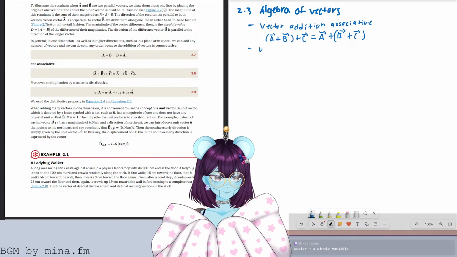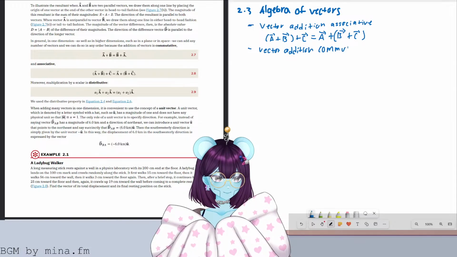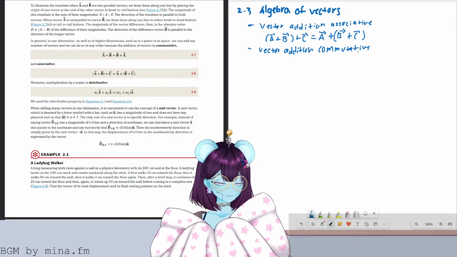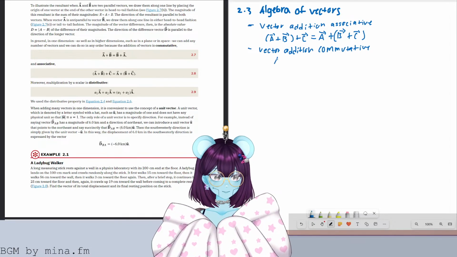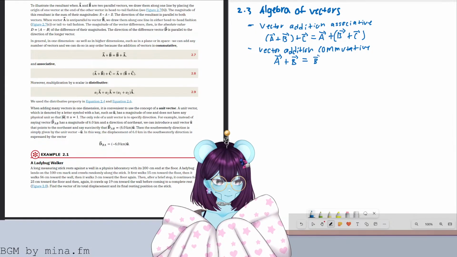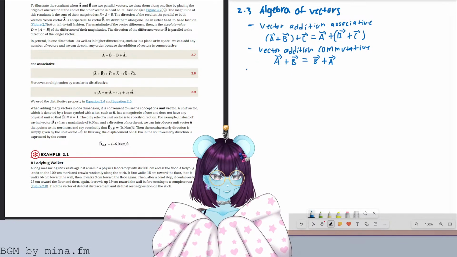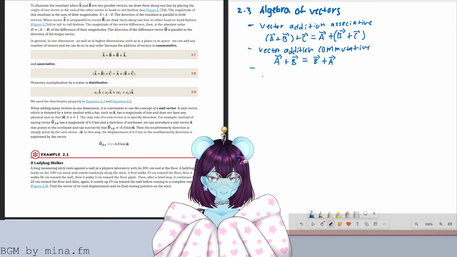Addition is also commutative. So you can swap around the vector values. It's kind of just like any addition for this case. Scalar equals a single variable. Yeah, sort of, like a single value. Yeah, so single variable.